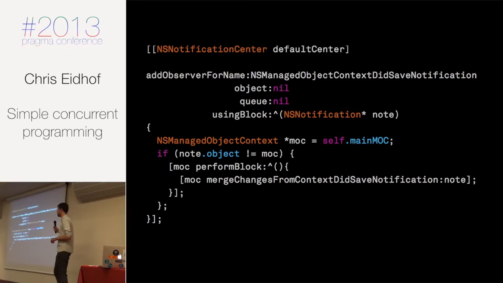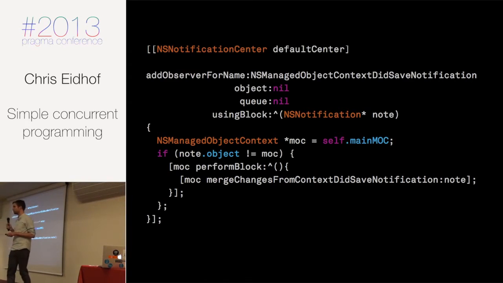And then you can do this. So once the object context saves, a notification gets generated by Core Data. It's the NSManagedObjectContextDidSave notification. And this is how you can listen to that notification. So you get this callback, and then you update your main context with the changes.